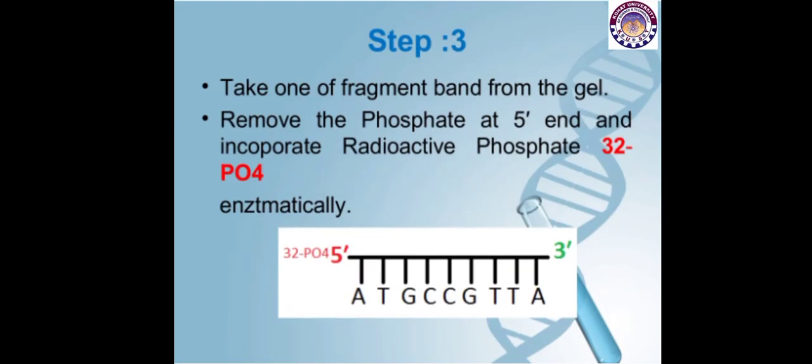Now in the third step, take one fragment band from the gel and remove the phosphate at the 5' end by using an enzyme known as alkaline phosphatase. Next, we add radiolabeled phosphate, that is P32, enzymatically. This is the preparatory phase for the Maxam-Gilbert method. Now we are ready to go with our reaction. Once we have prepared our single-stranded DNA labeled with P32 at the 5' end, we start the major process, that is the chemical termination process.